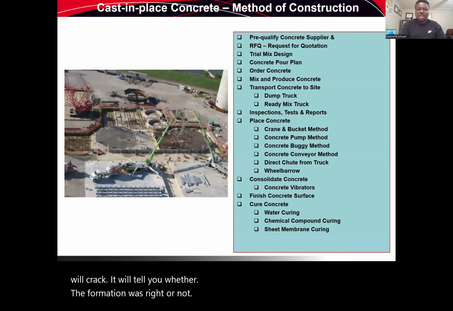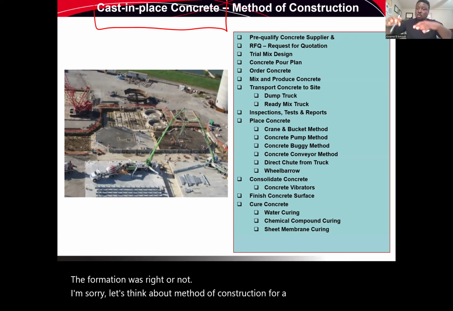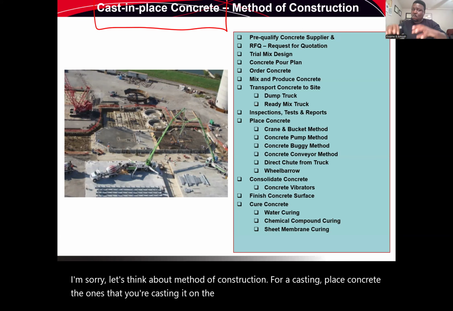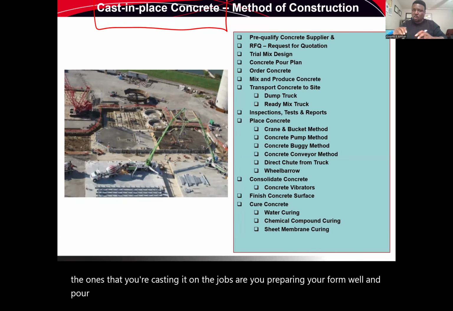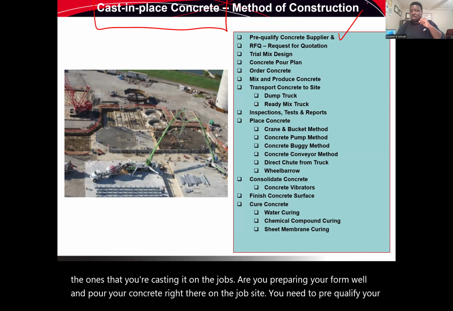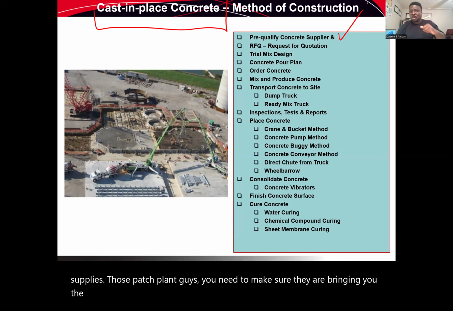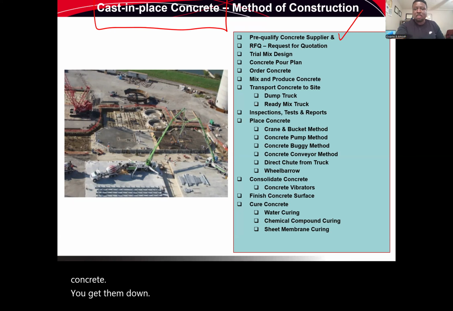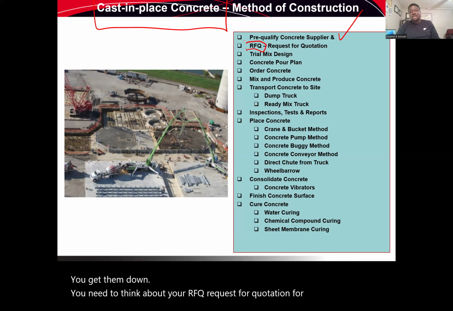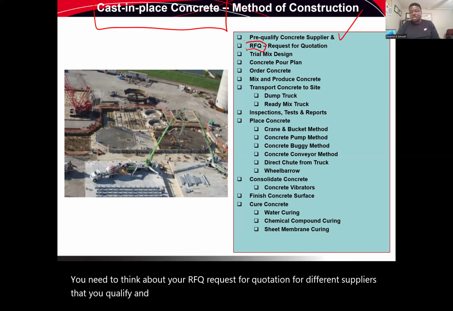Let's think about the method of construction for cast-in-place concrete, the ones that you're casting on the job site. You prepare your formwork and pour your concrete right there on the job site. You need to pre-qualify your suppliers. Those batch plant guys, you need to make sure they are bringing you the quality. You qualify them so they are part of your supply that will bring you concrete. You need to think about your RFQ, request for quotation, for the different suppliers that you qualify, and then whichever makes sense to you, you select them to deliver the mixed concrete to your site.